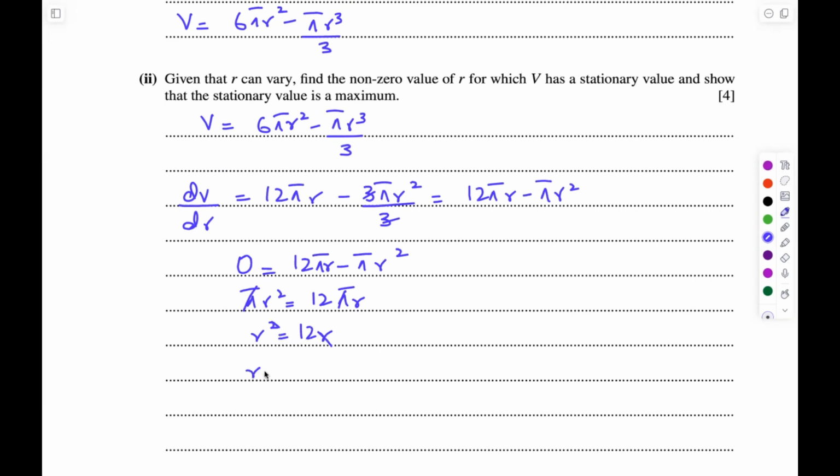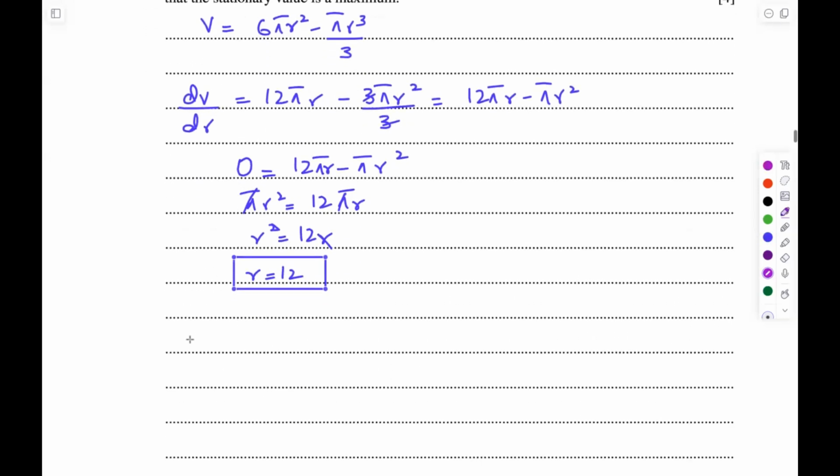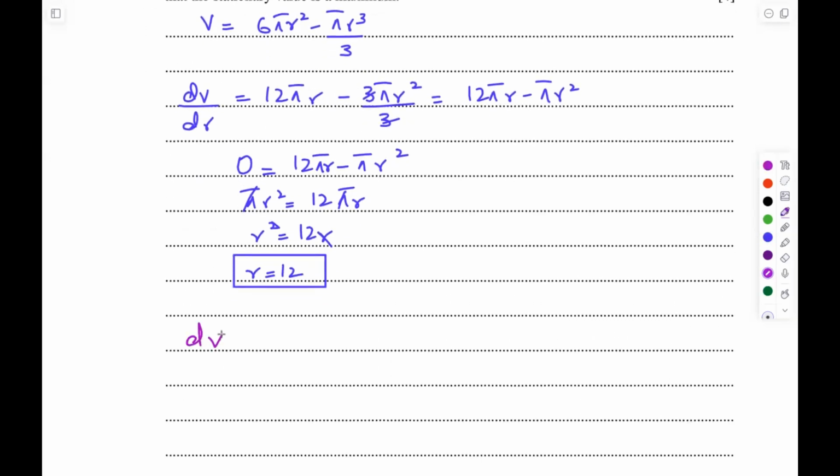So r will be equal to positive 12. Now we have to prove that it is a maximum value. So to prove it is a maximum value, we'll differentiate the expression for dV by dr from the first step. So finding d squared V upon dr squared.